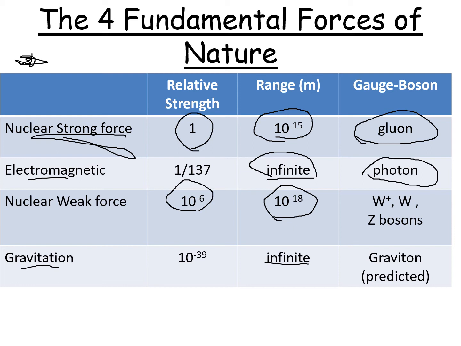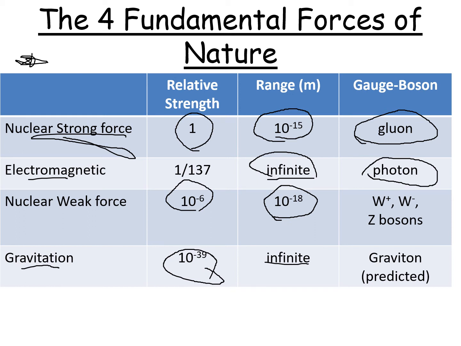Finally, gravitation. Really weirdly, gravitation is the weakest of the four fundamental forces. However, it does depend on the situation. Because remember, gravity is the thing that holds you to the ground. It's the thing that makes planets orbit around the sun. It's the thing that makes black holes exist. So when we say gravity is the weakest, we do have to say there's a reason for that.